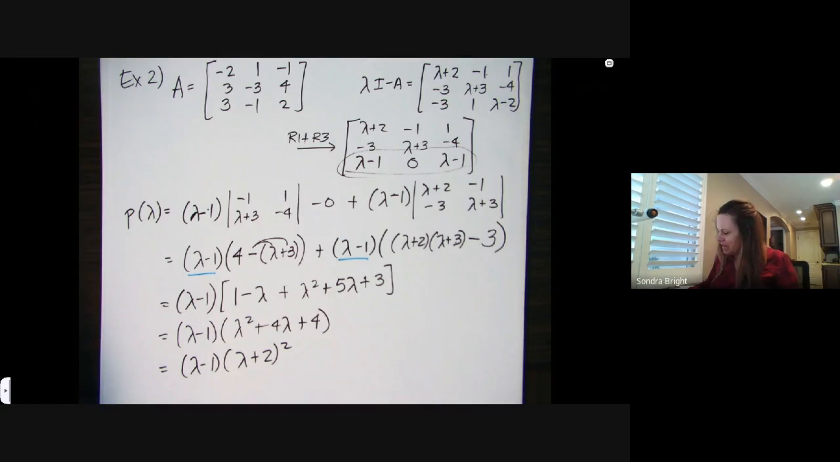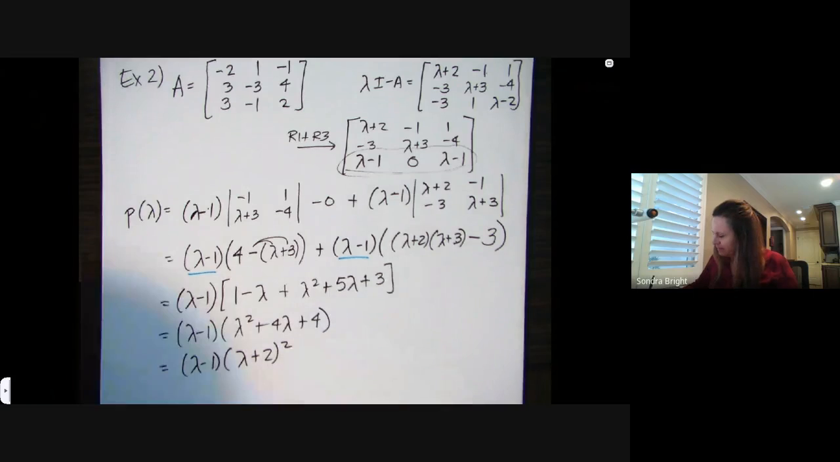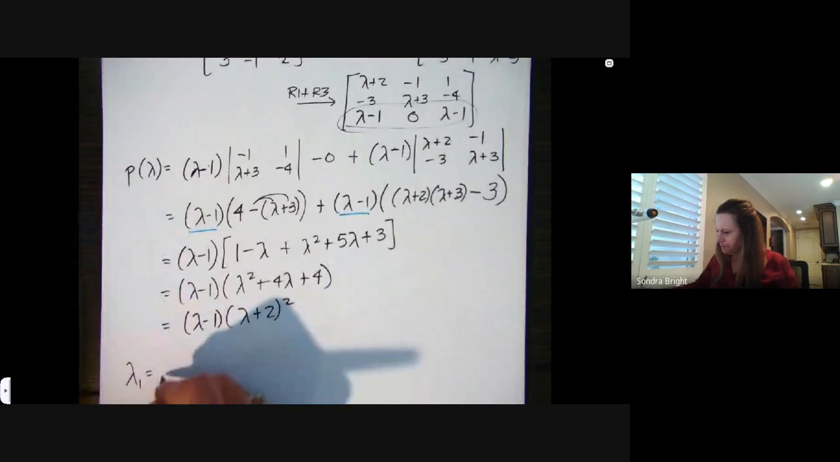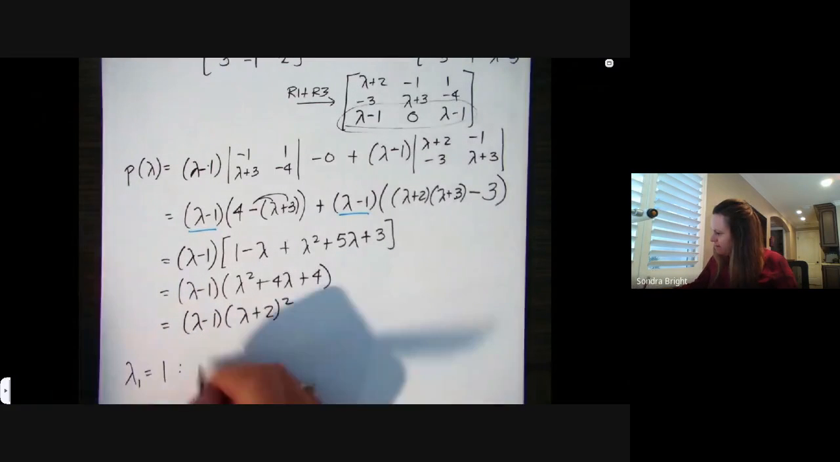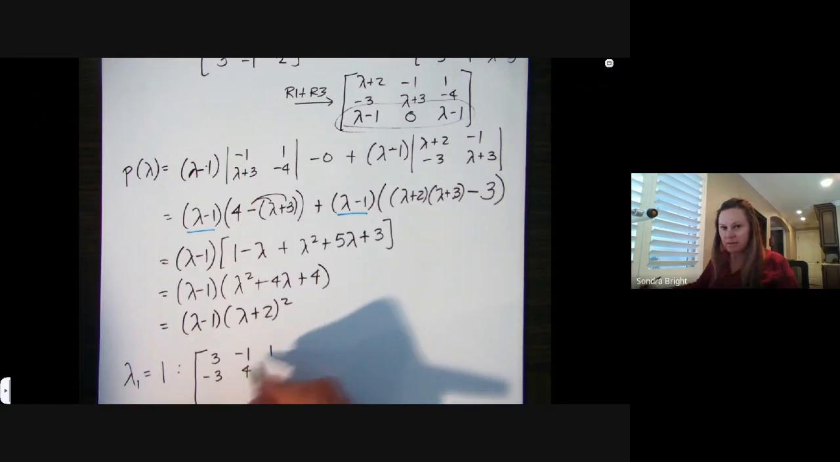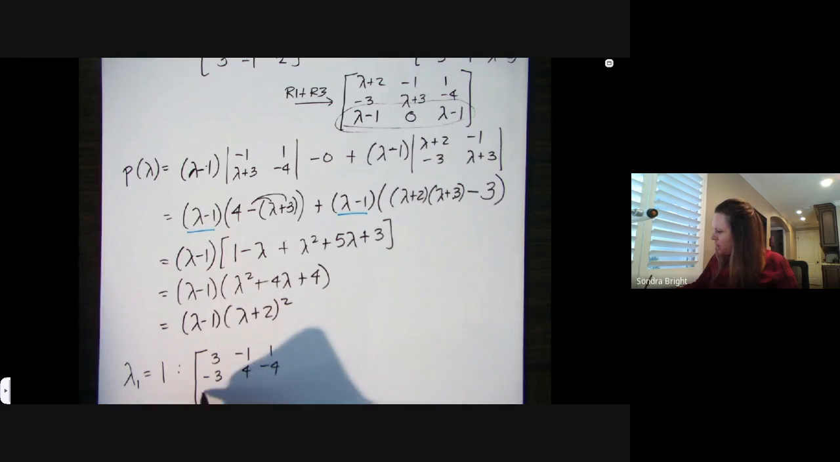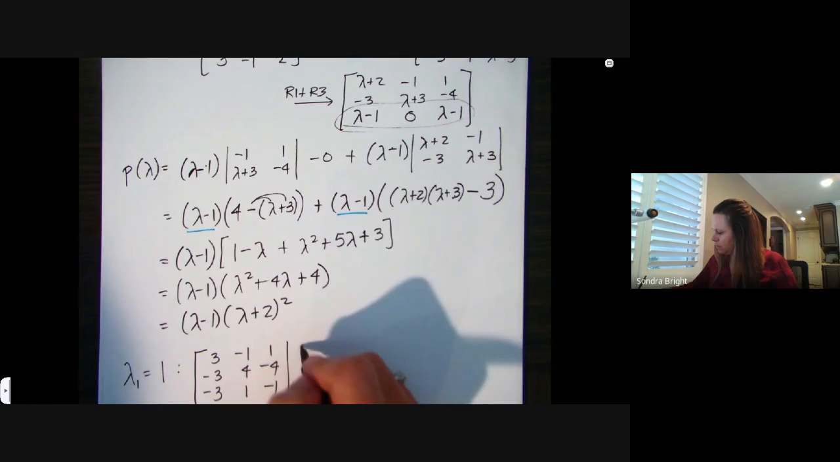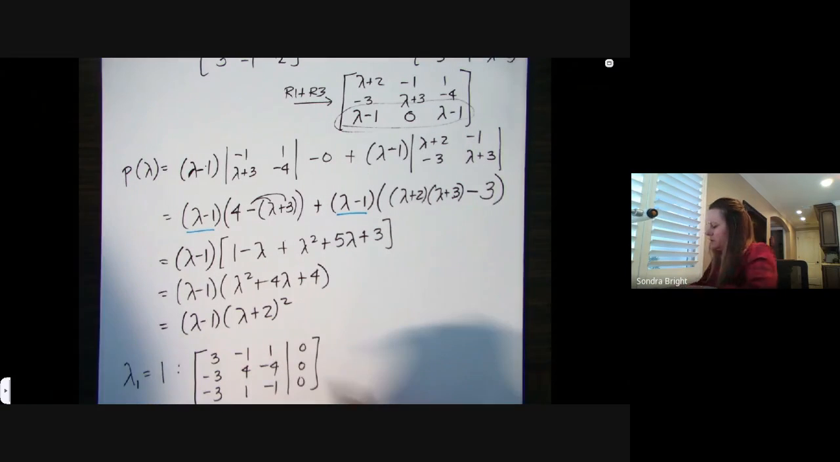Yeah, we got lambda equals 1, lambda equals negative 2, but that one's got a multiplicity of 2. All right, so let's start with the first guy. Lambda 1 equals 1. When I plug that in, I would have a 3, negative 1, 1, negative 3, 4, negative 4, negative 3, a 1, and a negative 1. I'm going to solve. When are those 0?